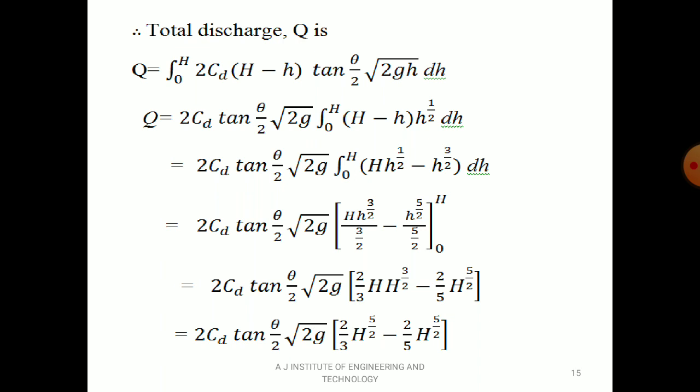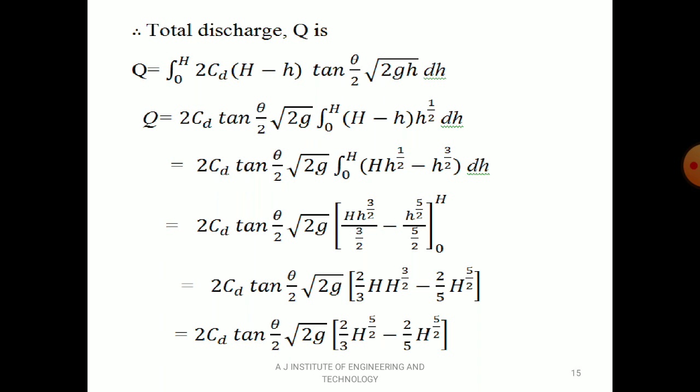So s to the power 3 by 2 plus 1 divided by 3 by 2 plus 1. So it becomes s to the power 5 by 2 divided by 5 by 2. So integration limits from 0 to h. So Q equal to 2Cd into tan theta by 2 square root of 2g. Now 3 by 2 goes to numerator and becomes 2 by 3. So 2 by 3 capital H into, upon applying limit, small h becomes capital H. So capital H into capital H to the power 3 by 2 minus. So 5 by 2 goes to numerator and becomes 2 by 5 and s to the power 5 by 2.